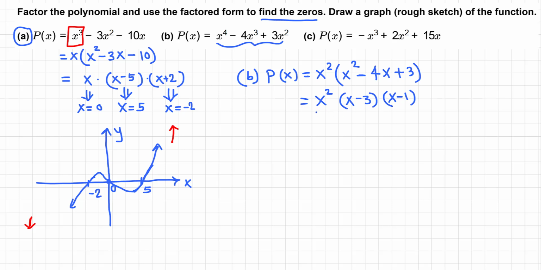So from here, x squared equals 0 means x equals 0, but with multiplicity of 2 because it's squared. You can write 0, 0, but same thing, 2 times. From here, x equals 3, x equals 1. Now let's graph this one.